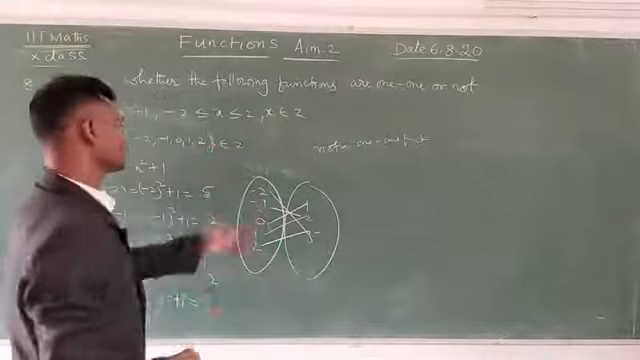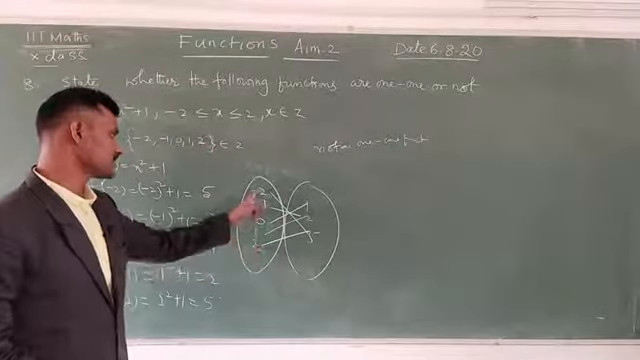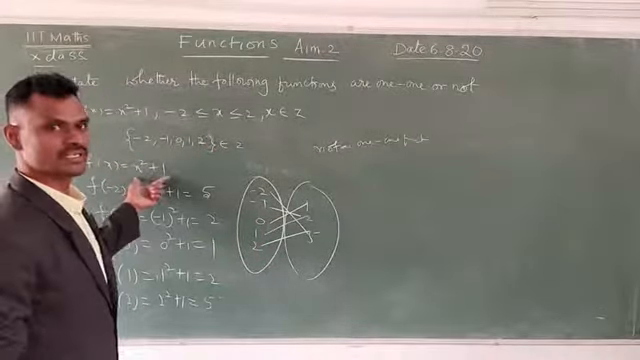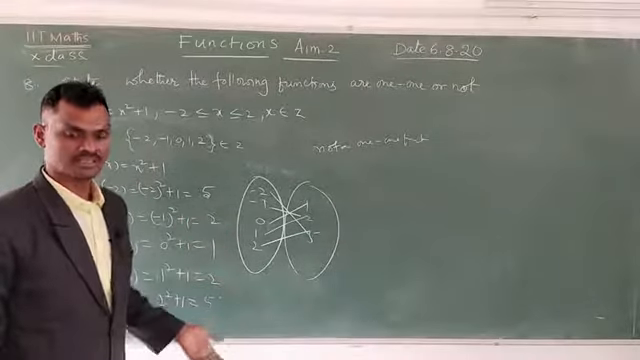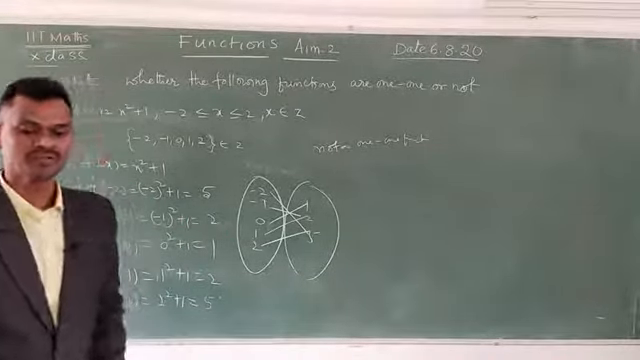Why? Because it has 2 images, for each and every element, minus 2 and plus 2. Actually this function is an even function. Even functions are not one-one functions. Okay, even functions are many-one functions.